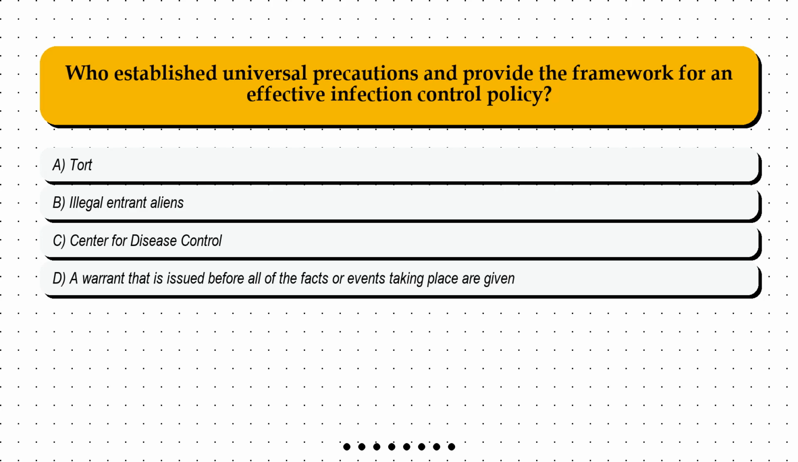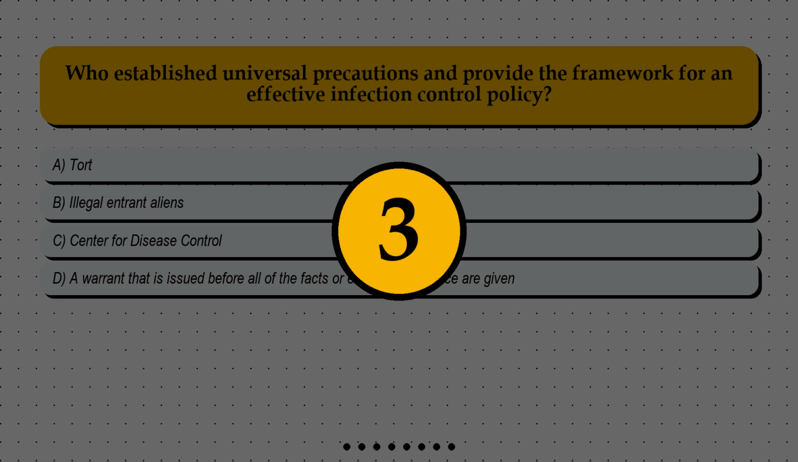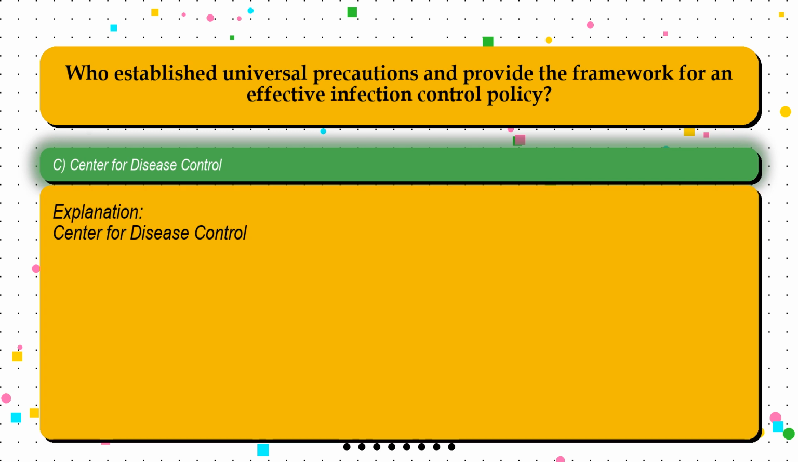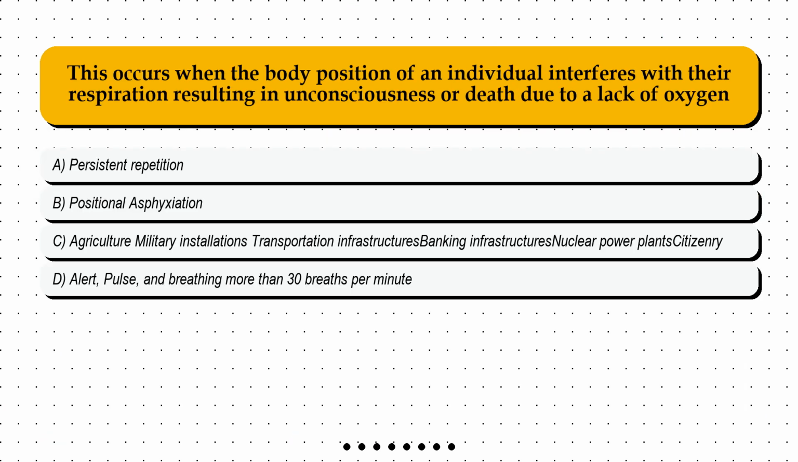Question 1. Who established universal precautions and provide the framework for an effective infection control policy? Option A, tort. Option B, the legal entrant aliens. Option C, Center for Disease Control. Option D, a warrant that is issued before all of the facts or events taking place are given. The correct answer is option C, Center for Disease Control.